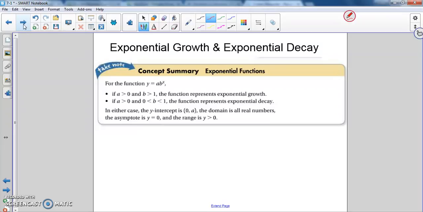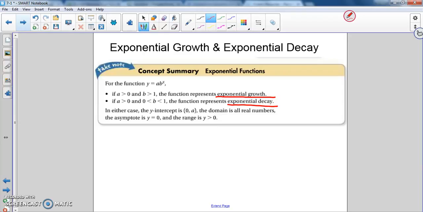So how do we know if we are going to have an exponential growth or an exponential decay graph? If a is greater than 0 and b, our base, is greater than 1, we will be exponentially growing. If a is greater than 0 and b is between 0 and 1, so that means it's a decimal or a fraction, we will be representing exponential decay.